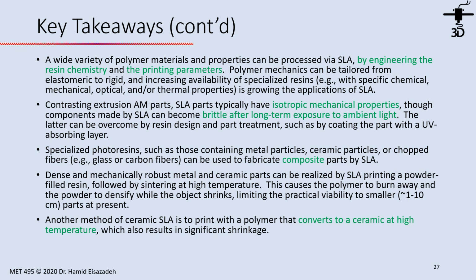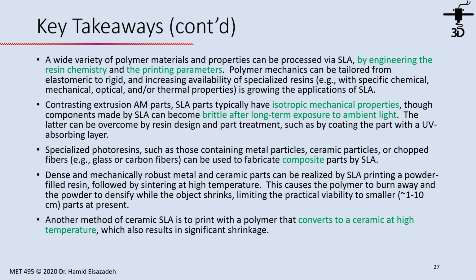The next takeaway is that we can engineer the resin chemistry in a way that it gives you various mechanical properties. It can give you a very rubber-type behavior, or it can give you rigid behavior. And we can have isotropic mechanical property, which is in contrast to the extrusion AM process. In extrusion AM, in the Z direction or build direction, the mechanical property is weaker compared with the other two directions. But in SLA, we can have isotropic mechanical property if the process is done well.